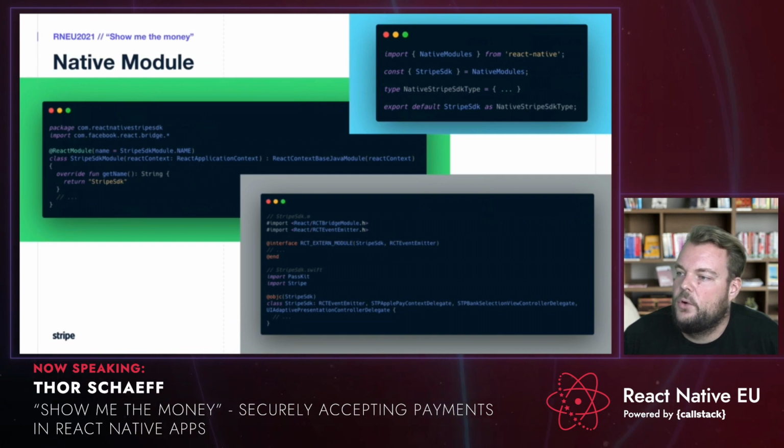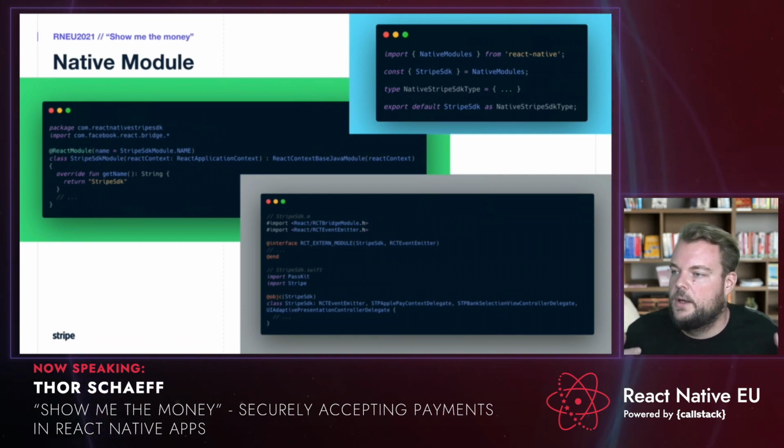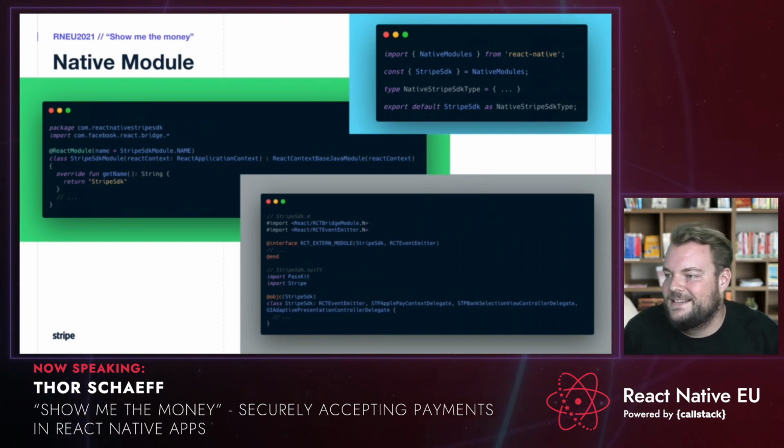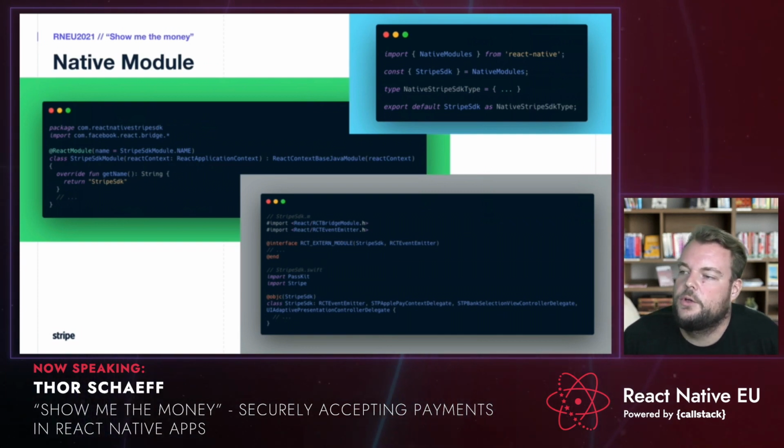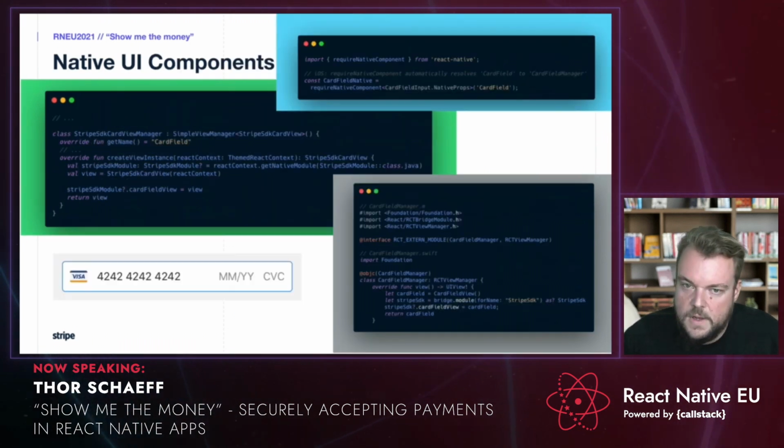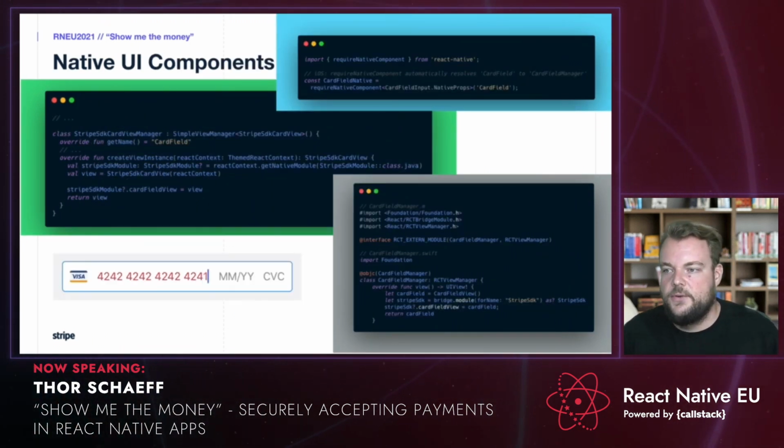So we have all our types defined in there. And then what we're doing is we're getting our Stripe SDK module via the React Native modules, and then we're just exporting it with typecasting so we can make sure we have the types available when you're developing in TypeScript and JavaScript for your code completion and all that convenience.